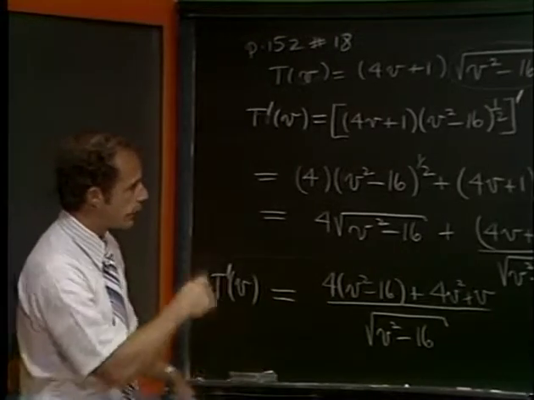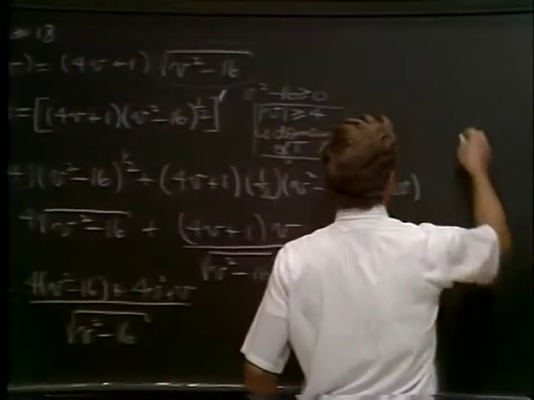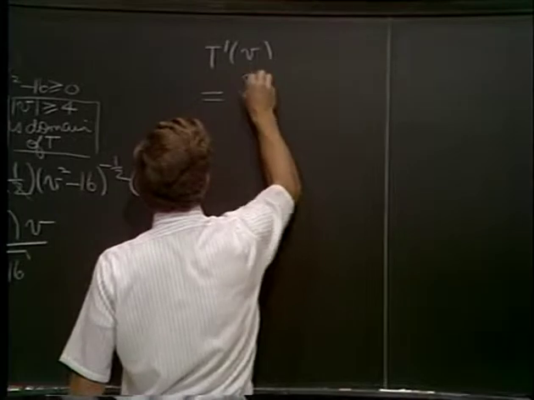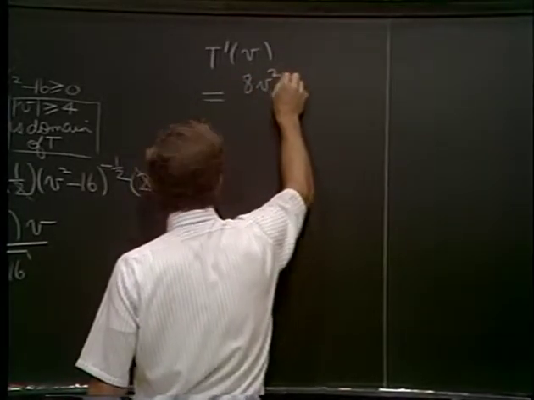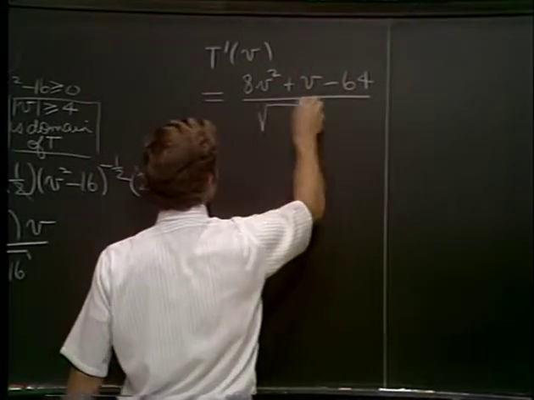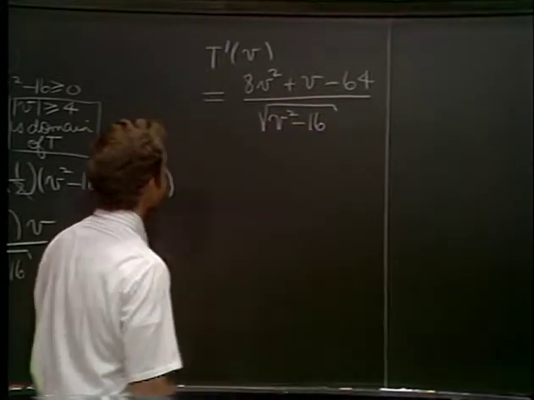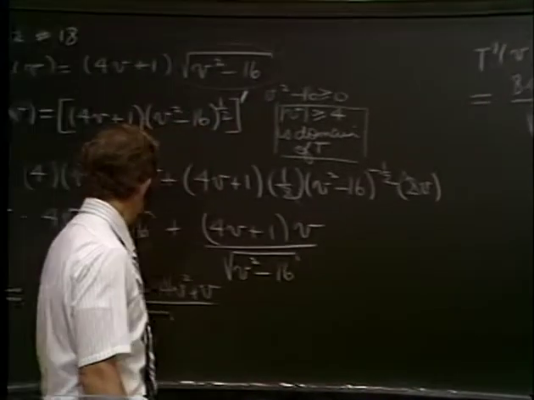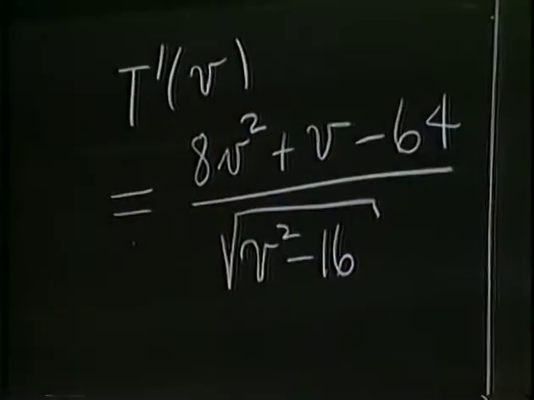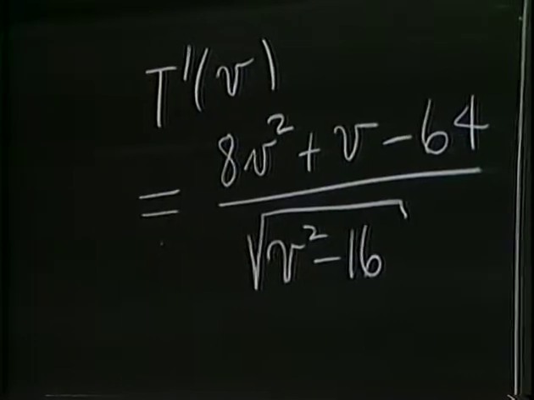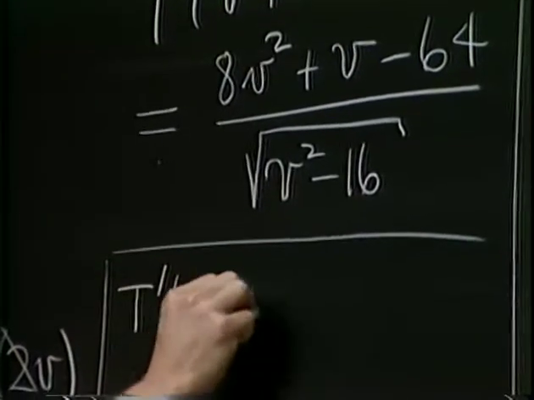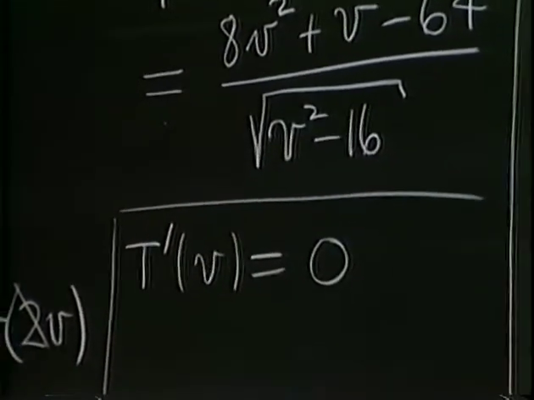Well, I can certainly simplify it, but let's just go over here and copy it again and simplify and take a look at it. T prime of v then is 8v squared plus v minus 64, all over radical v squared minus 16. Get 8v squared plus the v minus 4 times 16, or 64. Okay, so the first question is, at least in my mind, where is this thing 0? T prime equals 0, that would be equivalent to when the numerator is 0.